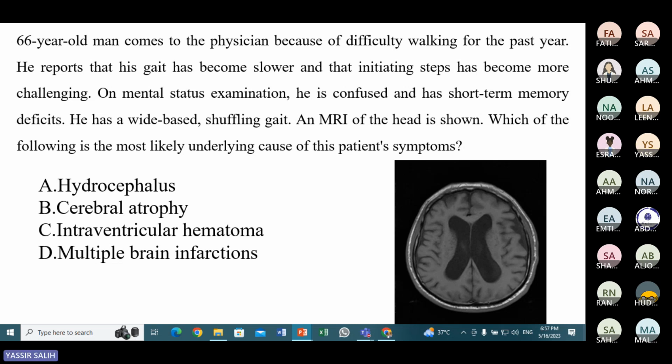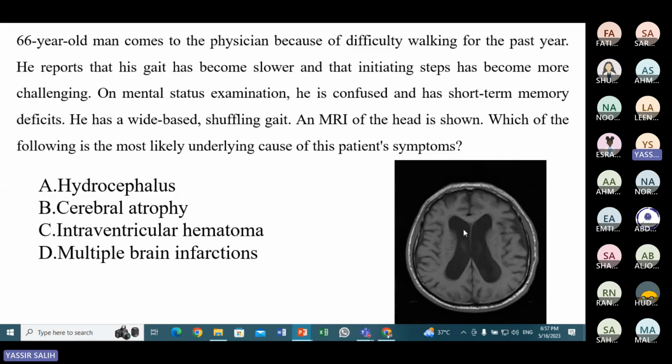What are the manifestations of cerebral atrophy on MRI or CT? Atrophy is narrowing of the gyri. Yes, very good. Both. But this one has no narrowing, right? So what is the best answer? A, hydrocephalus. Thank you. This is hydrocephalus. But it is good that you said cerebral atrophy, because it is actually close to it.